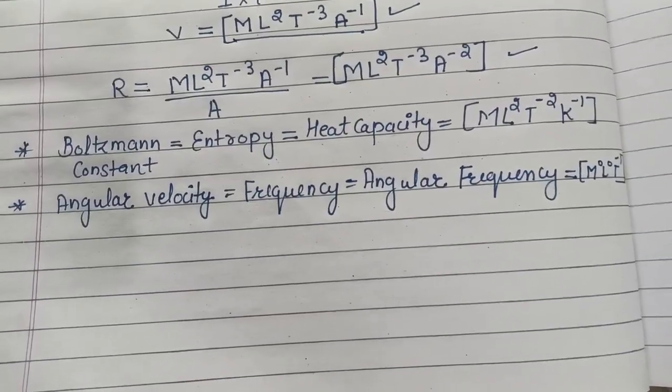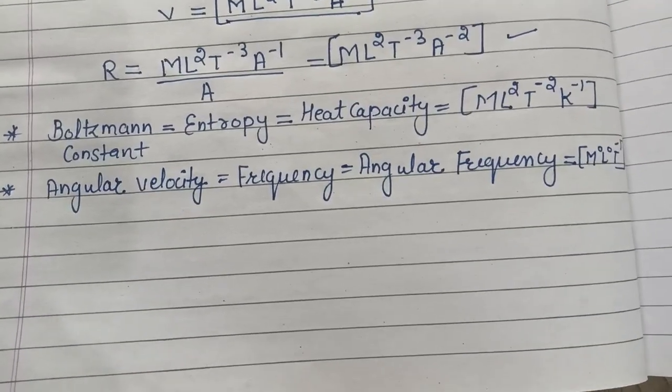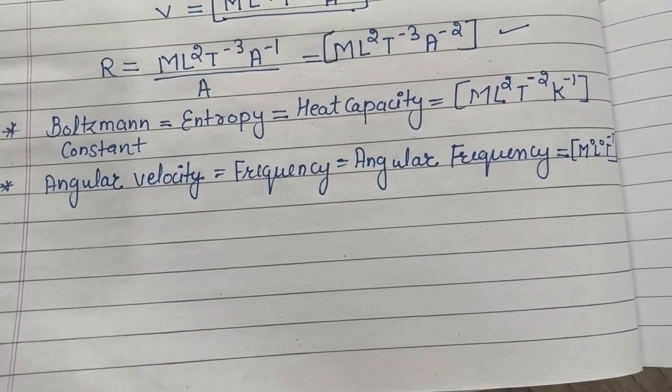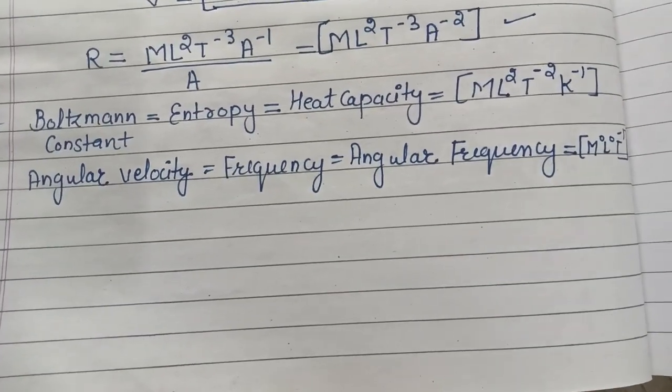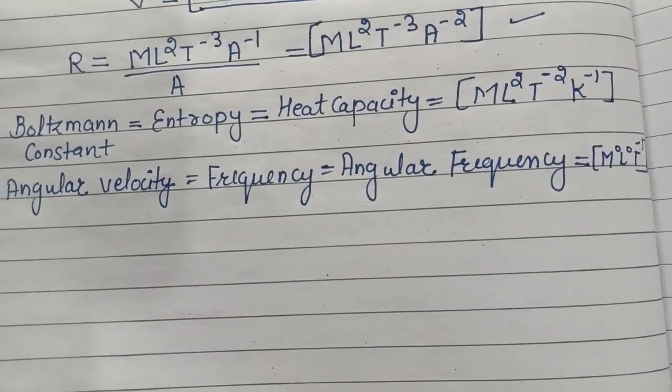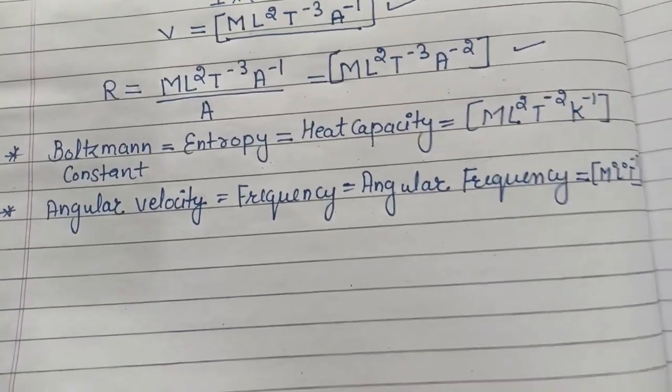Boltzmann constant, entropy and heat capacity have the same dimensional formula, that is ML^2T^-2K^-1. Same for angular velocity, frequency and angular frequency: it is M^0L^0T^-1. You have to remember this. No need to calculate them.